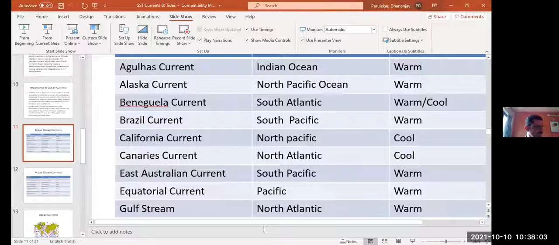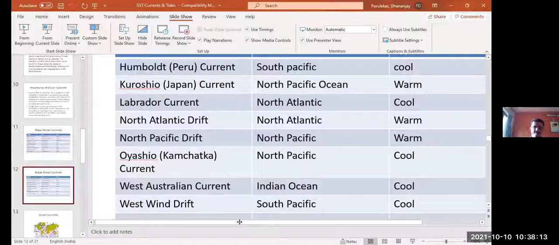Done. Shall we move next? Done, sir. Okay. Now write these ones. Only the left column. Humboldt, in brackets Peru.